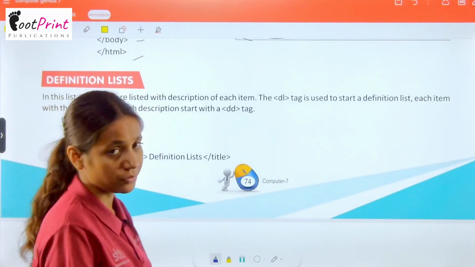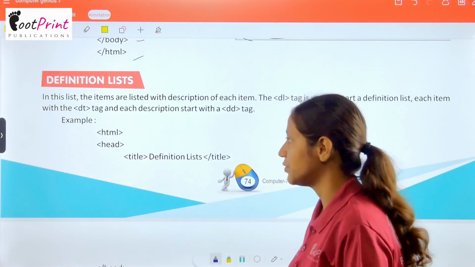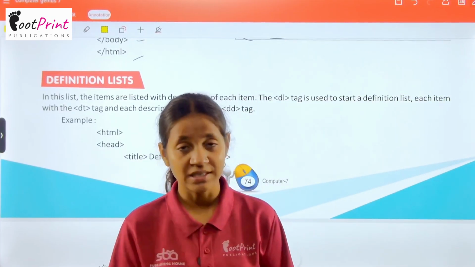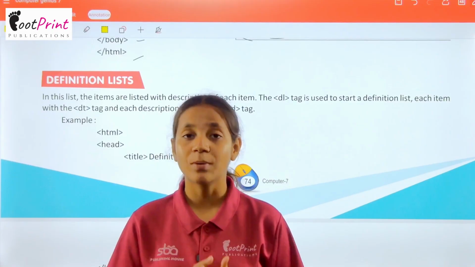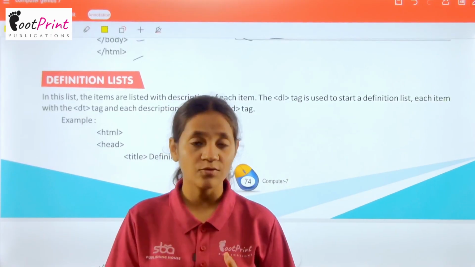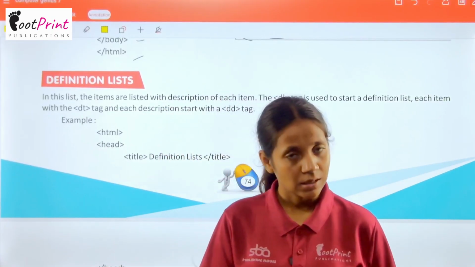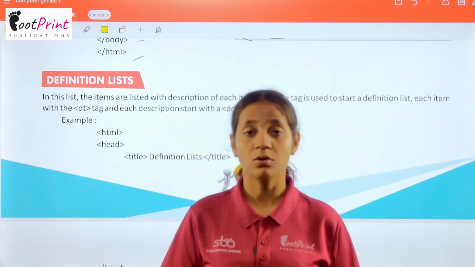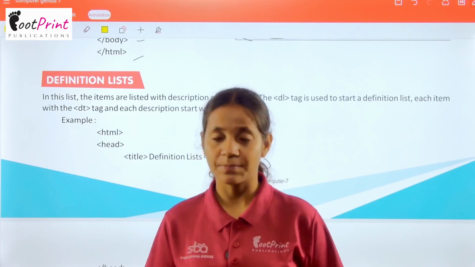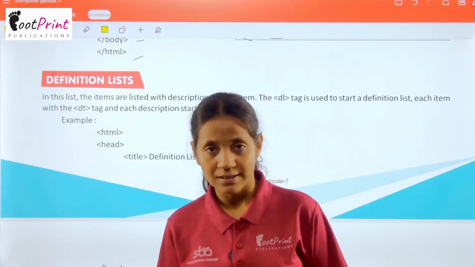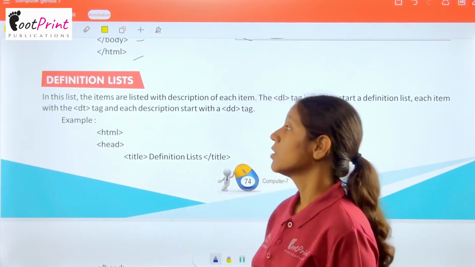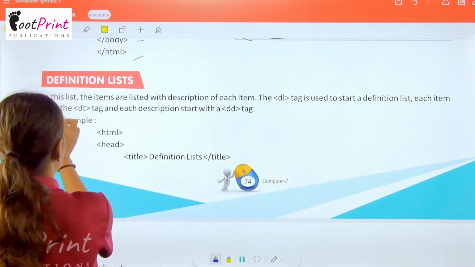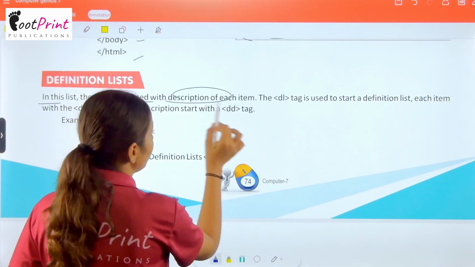Now we have the definition list. So let's understand what a definition list is. In this list, the items are listed with description. See, sometimes when we have to buy something from the shop, we make a list. Okay, and sometimes we also mention their description, कि ये वाला होना चाहिए. For example, I want to bring oil, so the type of oil is the description of the oil. Okay, so that is about defining something, describing something. In this list the items are listed with the description of each item.